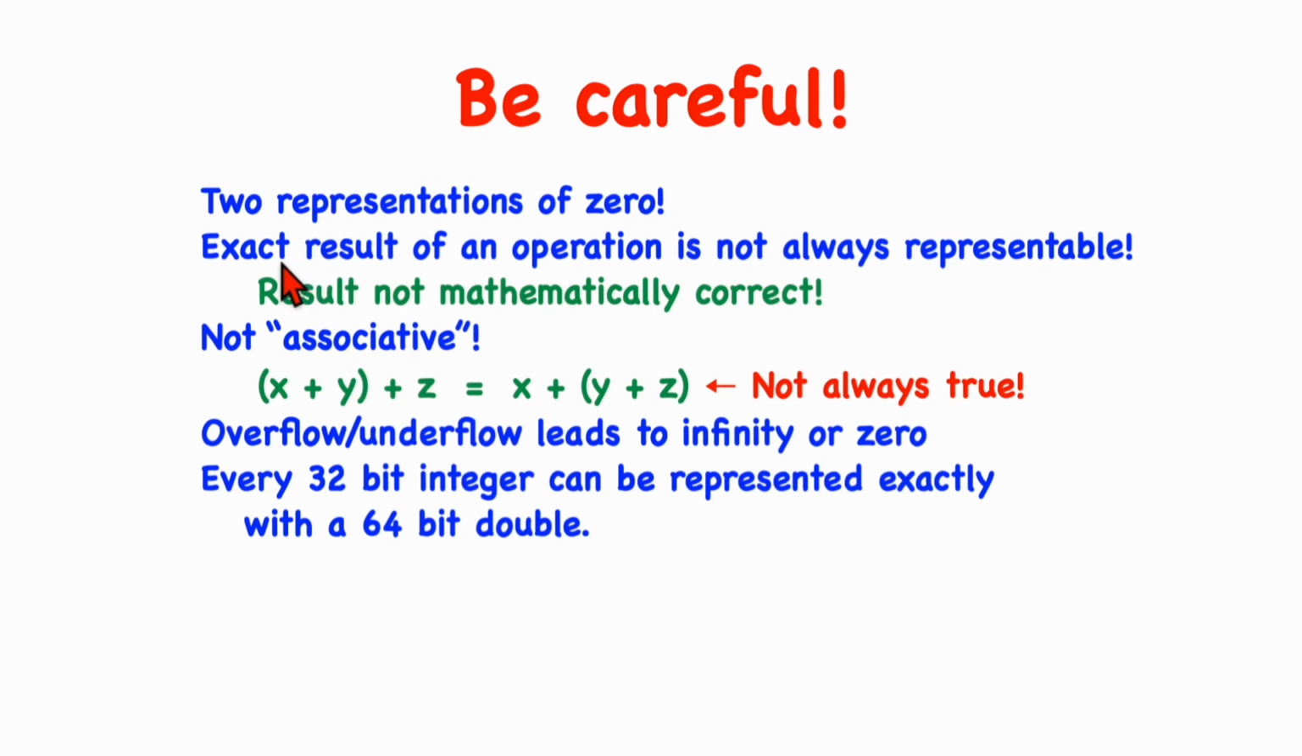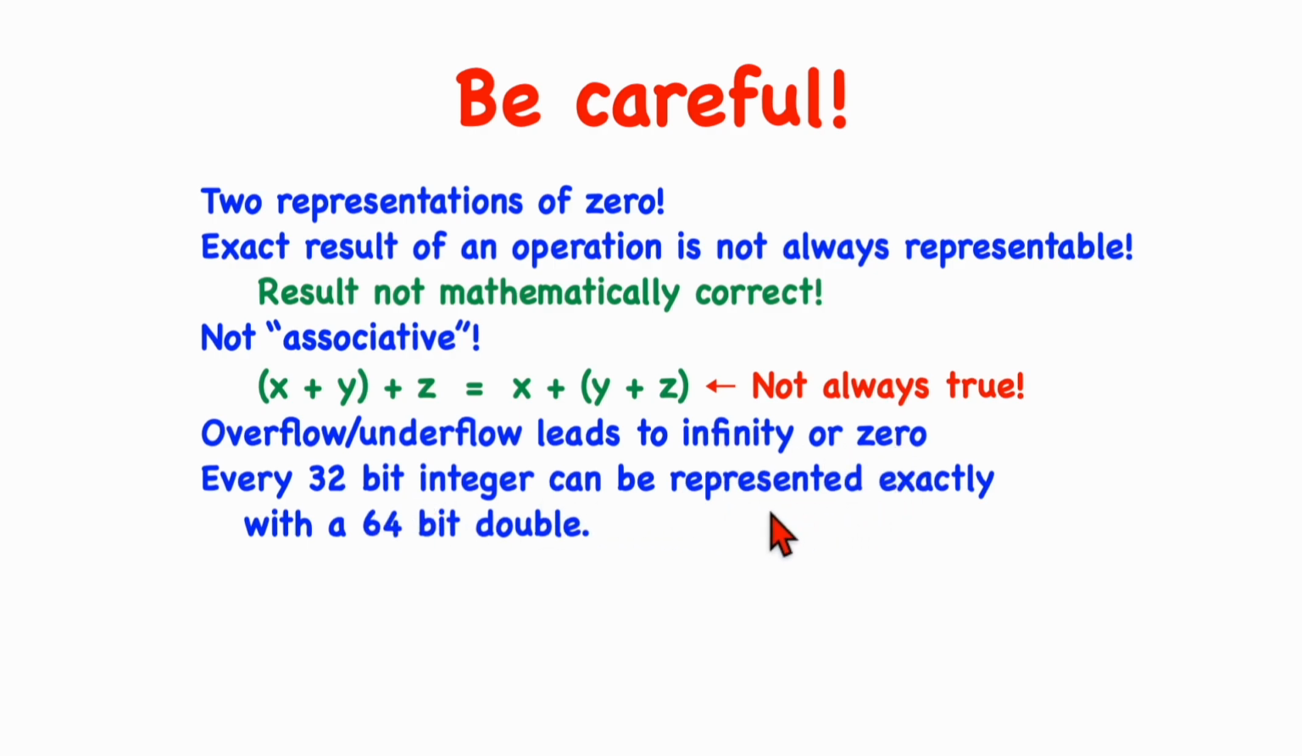Most importantly, the results may not be exactly representable. So the result of a particular operation is not mathematically correct, if you will. Close, but not exact. Another thing that is really confusing is that the associativity that you're so used to with math doesn't always hold. So with floating point numbers, this computation here is not always correct. Okay. The other thing is that we have overflow and underflow leading to both infinity and zero.